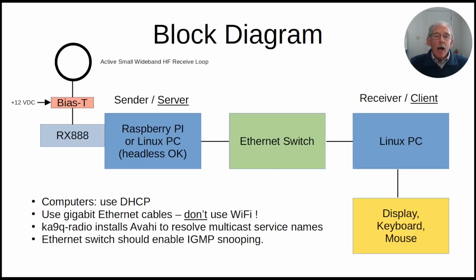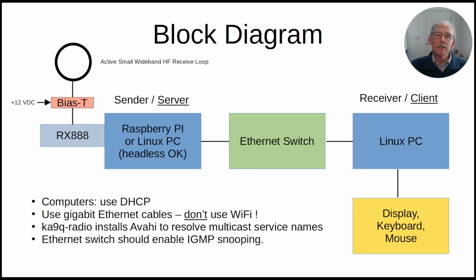This is a block diagram of the setup, and you can see on the right we have a Linux PC referred to as the client, and it has a mouse and a keyboard, a computer display. It's connected via Ethernet to the server, and the server can be a Raspberry Pi or it can be a Linux PC. It's running the ka9q radio software.